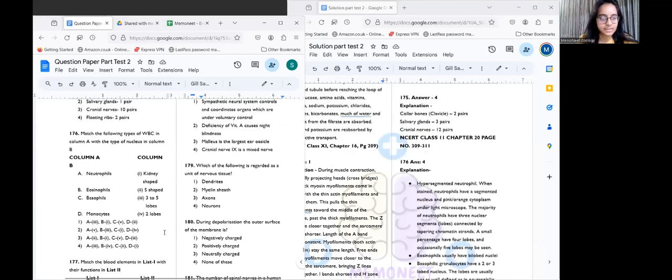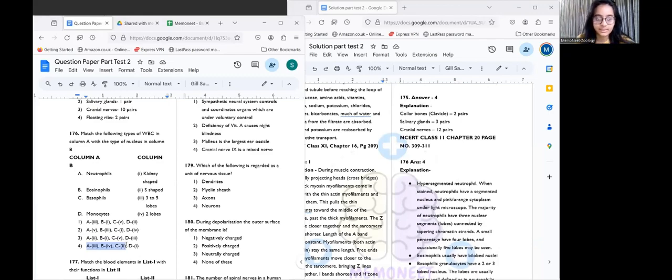Moving on to question 176, the answer is 4, which is this one. This is just a direct NCERT line. It is about the type of nucleus shape present in each type of WBC, which we need to remember.